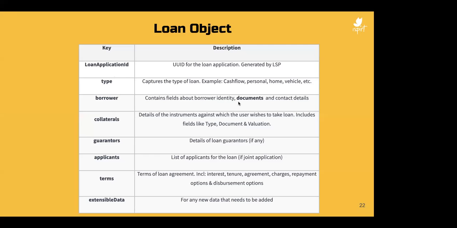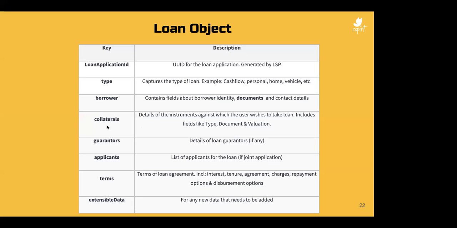Documents are reference documents that the borrower has submitted in its quest to get a loan application. For example, in Sahay, documents could be your GST and invoices. In your home loan, it can be your legal contract showing that you own that house. And contact details are just about your address, your phone number, your email, and those things for a borrower.